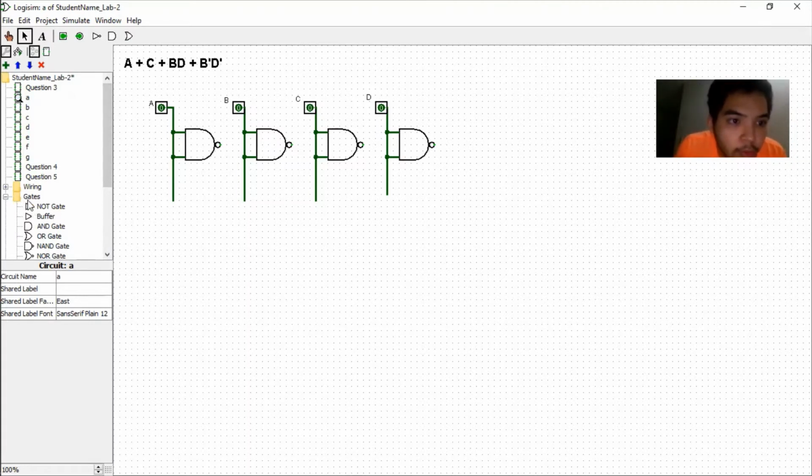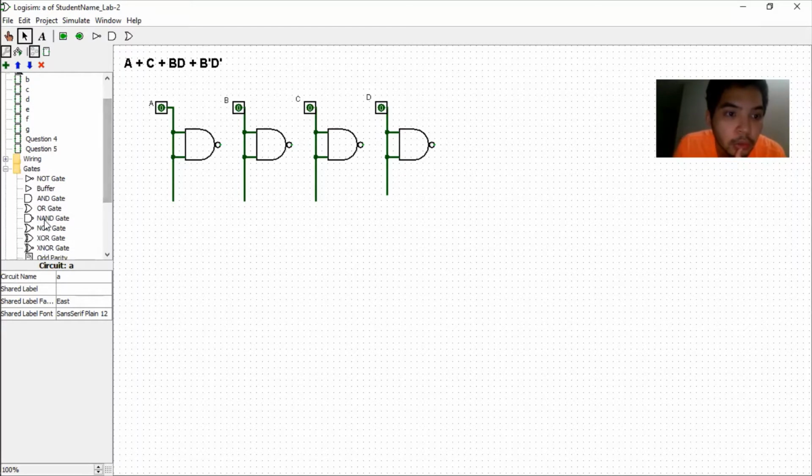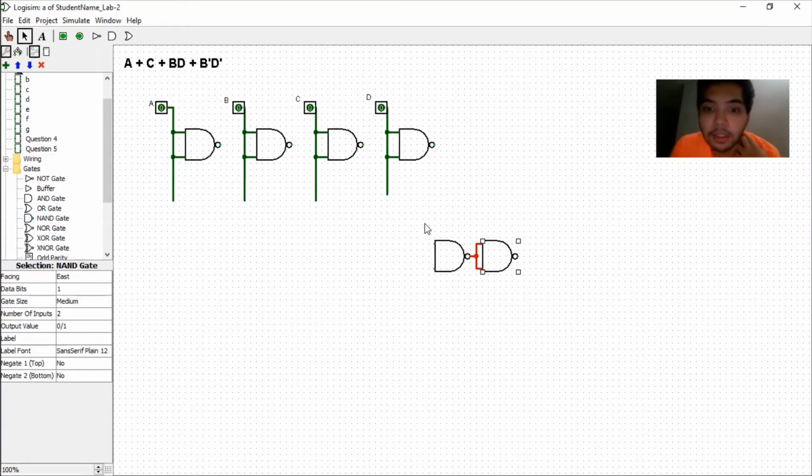So now, going to add some gates. As you can see here, A and C do not need other gates, and they are directly connected to an OR gate. Here we're going to connect NAND gates. This circuit is considered to be an AND gate. So we connect B and D.